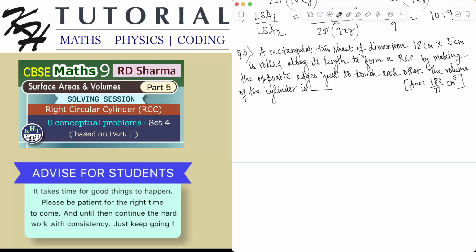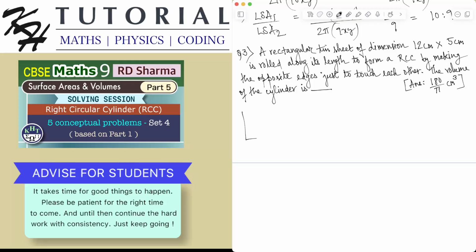Now the concept is that if it is said that a rectangular sheet of some length and breadth is rolled, then it must be known along which side it is rolled. Is it along the length or along the breadth? Accordingly, the RCC formed will be different. Its structure will be different.